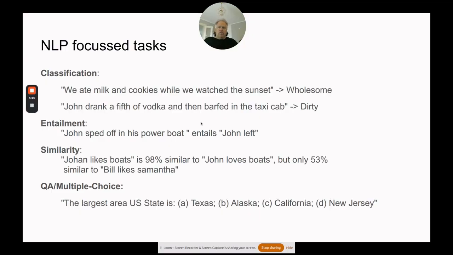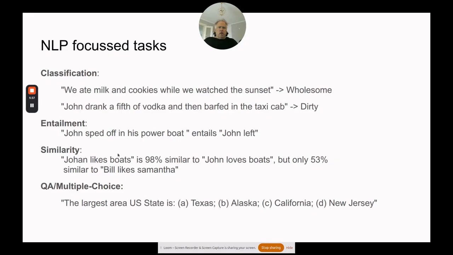Okay, so in this kind of textual entailment task, what you're presented with is that it either does or it doesn't. So John sped off in his powerboat. Does that entail that John likes cookies? No, it doesn't. It doesn't entail that. So that would be an example of false. The first sentence does not entail the second one.